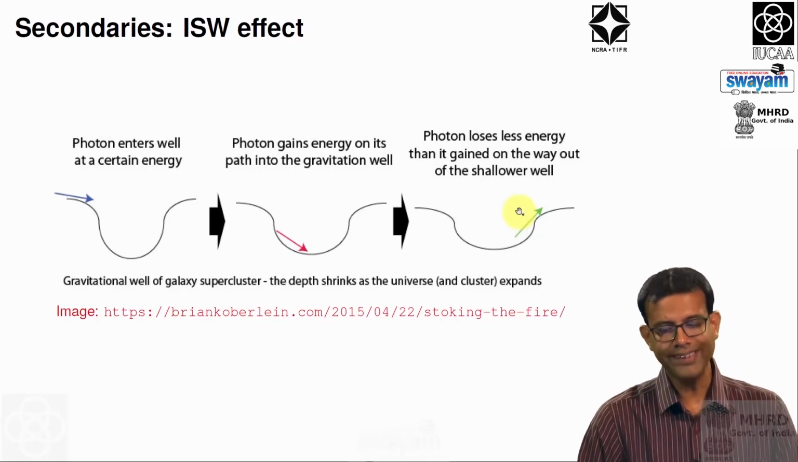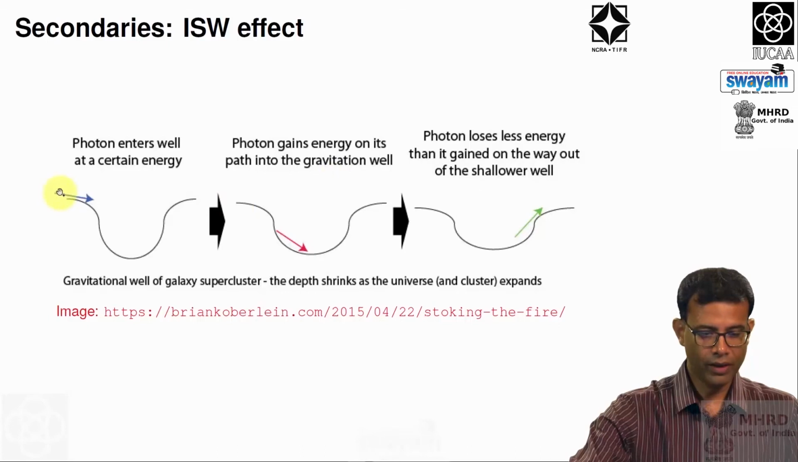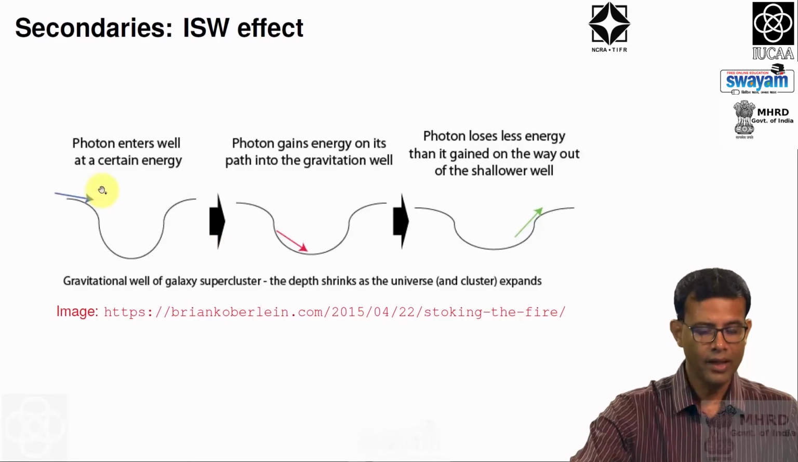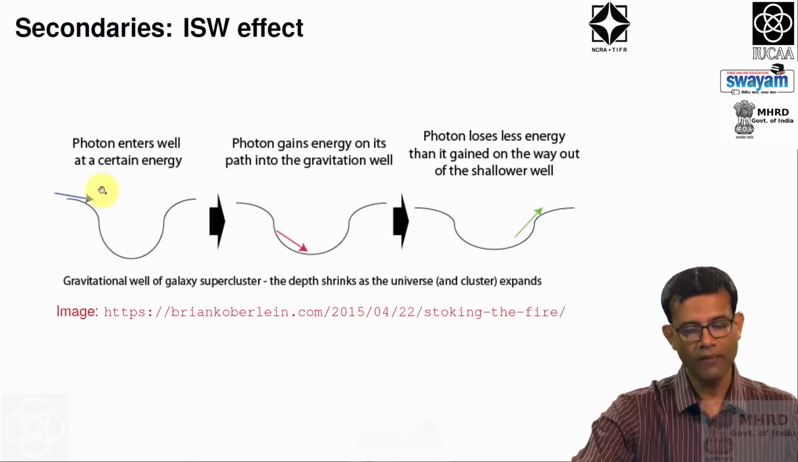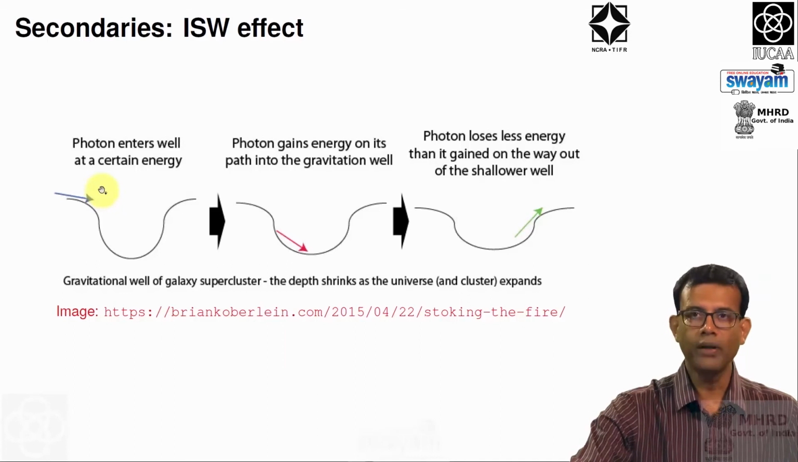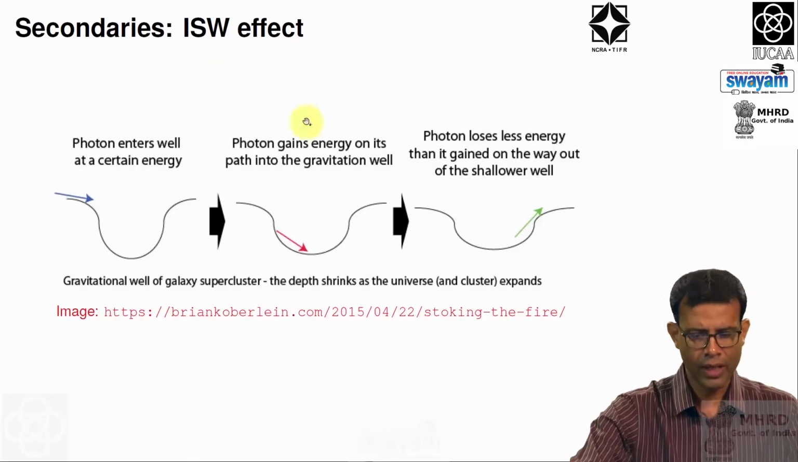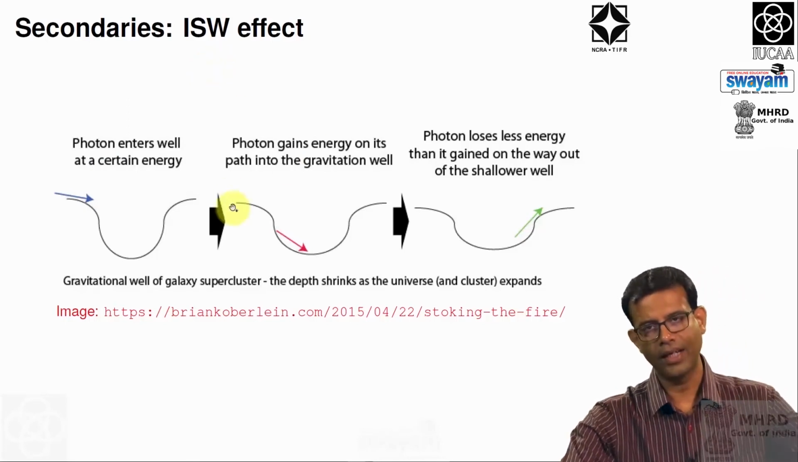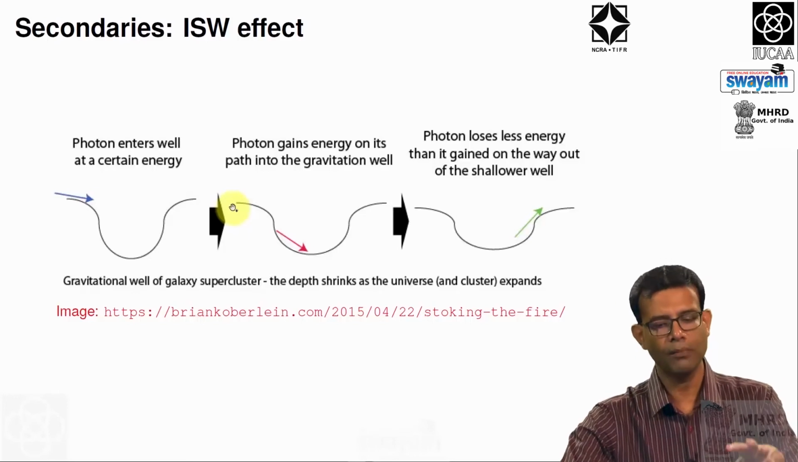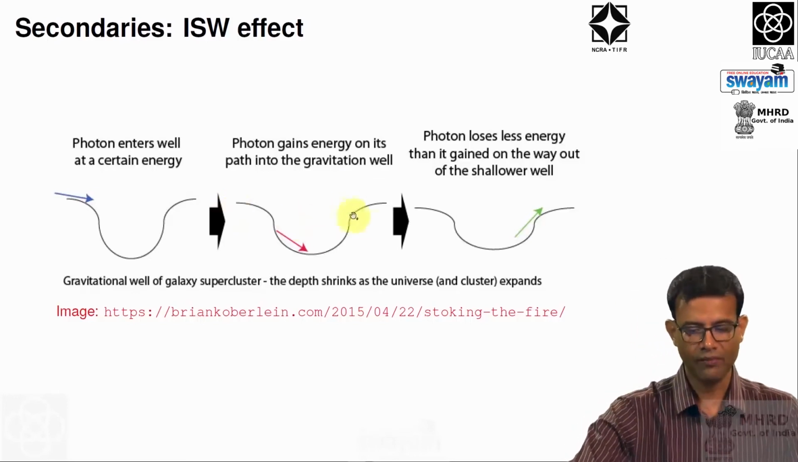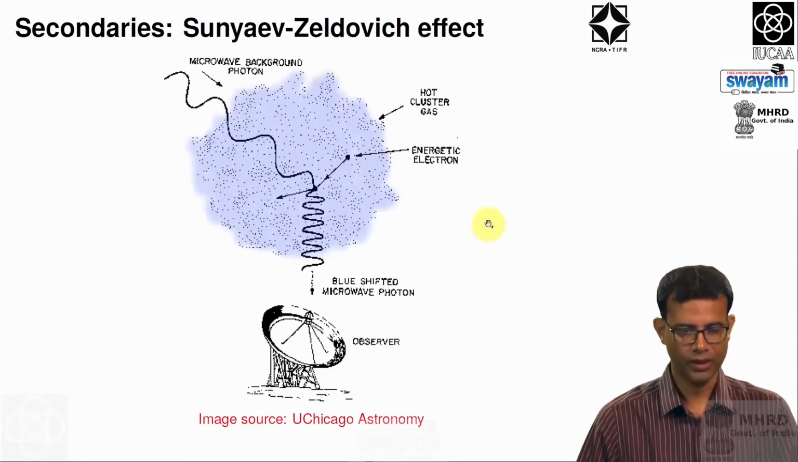However, if the potential changes while the photon is going in and coming out, the loss in energy and the gain in energy could be different, and there could be some net effect which one can see, and that is known as the integrated Sachs-Wolfe effect. And this would happen along the line of sight. As the photon is travelling, whenever it encounters a potential, it will suffer this because of the changing potentials, and that will show up in the CMB observations.